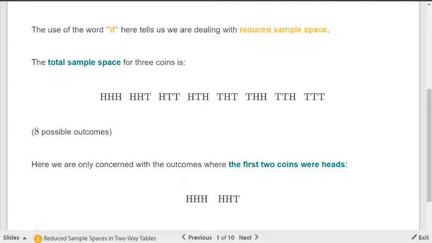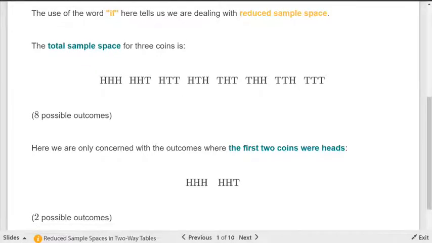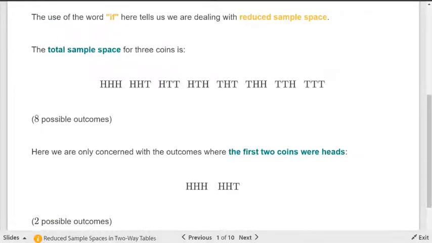And you could make that sample space. You just have to be really careful about getting every combination. How many possible outcomes are there here? 8, okay? But we're only concerned with the outcomes where the first 2 coins were heads. So, looking at those, it's this one and this one. Because if you look at any of the others, at least one of the first 2 coins is a tails, right? So we did that just by thinking about it, but here we're doing it using the outcomes. So there are 2 possible outcomes where that can happen. You agree?